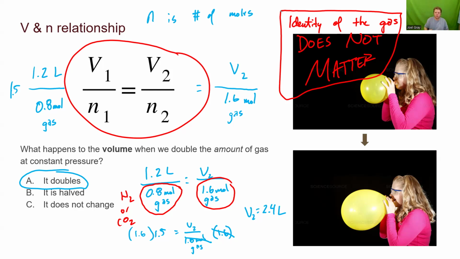If you add more O2, what happens to the volume? Goes up. If you add more H2, volume goes up. If you decrease the amount of CO2, the volume goes down. So this is an instance where you don't need to worry about the identity, but one thing that you do need to be thoughtful of is the unit. So our unit for N is moles.